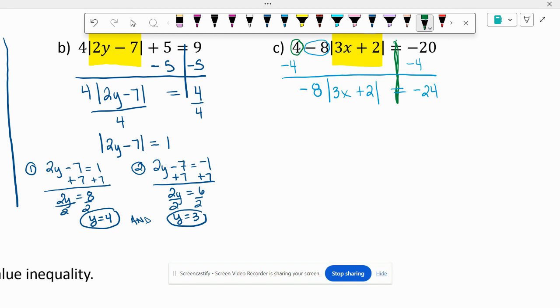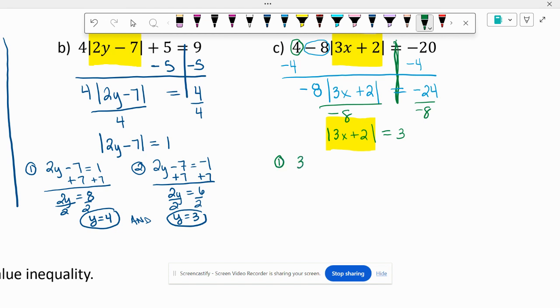Okay. So now I have this negative 8 times the absolute value of 3x plus 2. I have to undo multiply. You undo multiply by divide, which is a good thing. So I know that I need to have a positive answer over here. So now I have the absolute value of 3x plus 2 equals a negative divided by a negative is a positive, because I know that the solution to an absolute value equation has got to be a positive answer. Okay, so I've got the absolute value isolated. It's all by itself. So now I'm going to write my two equations.